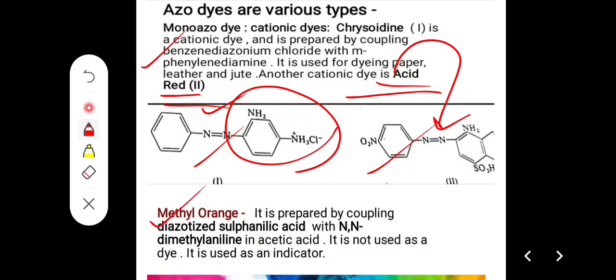Then the last one, methyl orange. It is prepared by coupling diazotized sulfanilic acid with N,N-dimethyl aniline in acetic acid. It is used as a dye, and it is used as an indicator also. Sometimes for titration or for physical chemistry lab performance we need methyl orange, in the laboratory to detect the endpoint.